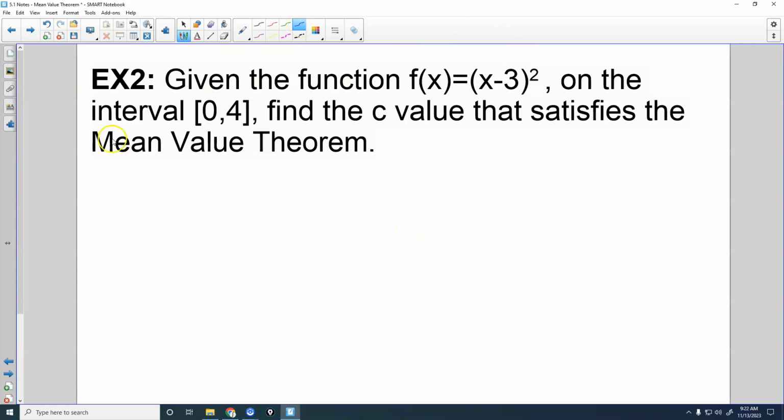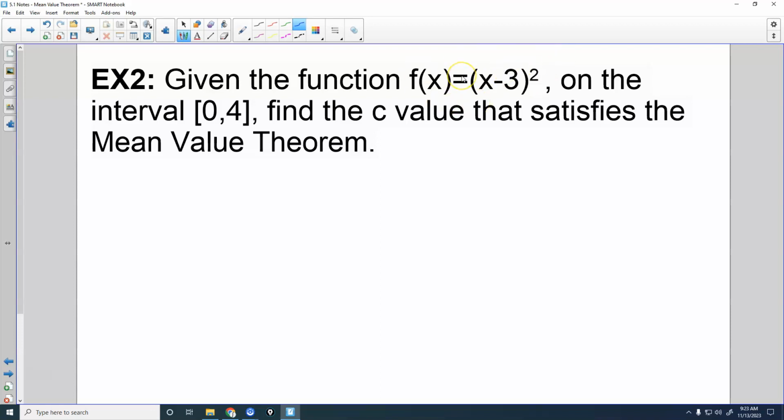So let's look at just a naked problem that doesn't have any context to it. It says, given the function f of x equals (x minus 3) squared on the interval from 0 to 4, find the c value that satisfies the mean value theorem. So we know that the mean value theorem would apply. This is just a quadratic. Quadratics are continuous and differentiable. It's not asking us to prove the mean value theorem here, so we don't necessarily have to state that.